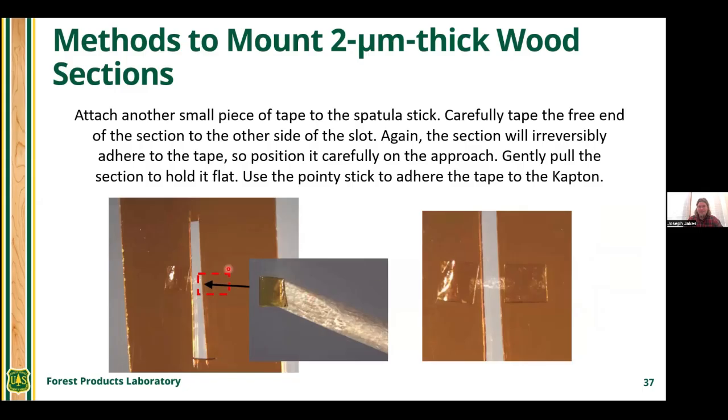And then to stretch it across the slot, you just take another small piece of Kapton tape and just catch the end, and the tape just grips it and holds it. And you just pull it gently and use your pointy stick again to press the tape down on the other side. And then you have your section that you're able to do your experiments with.